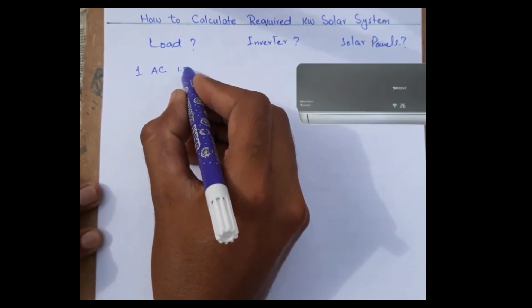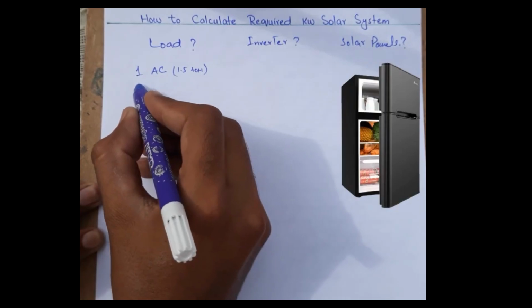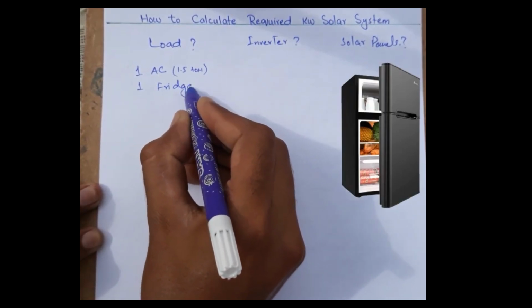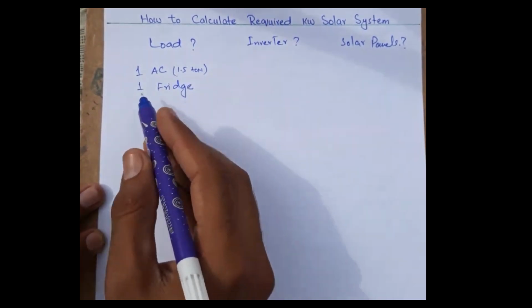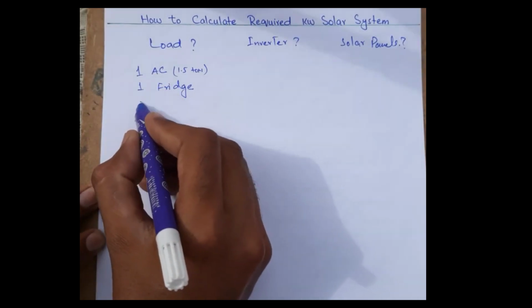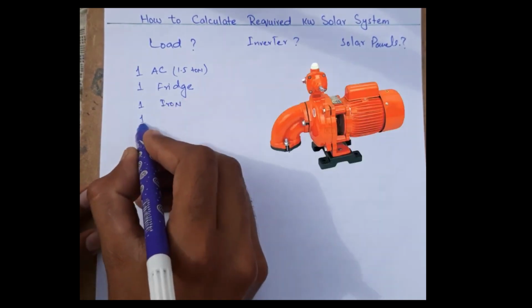For example, a 1.5-ton air conditioner typically uses around 2,500 watts initially. A normal-size inverter fridge will consume around 300 watts. The electric iron usually consumes around 1,000 watts, while the water pump will typically consume around 1,200 watts. Ceiling fans generally use around 80 to 100 watts, so 4 fans would use around 400 watts.